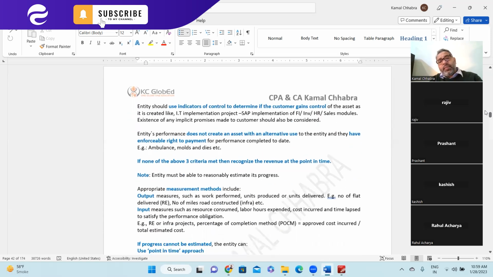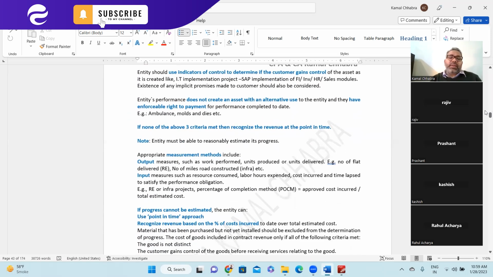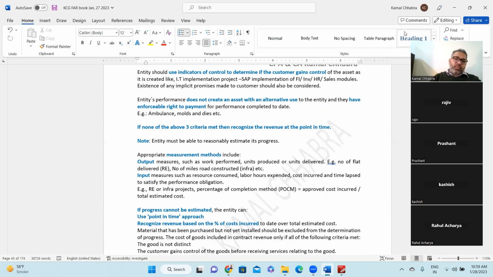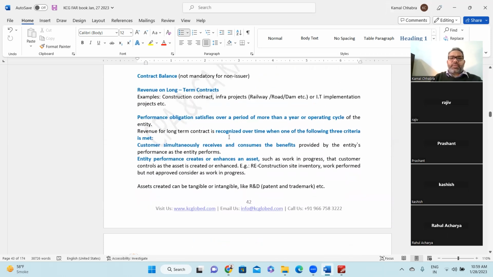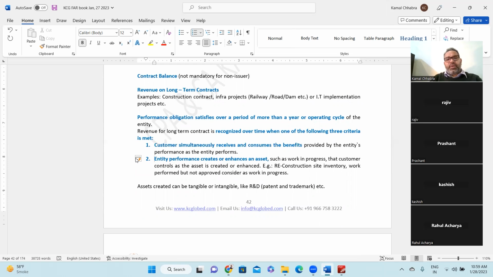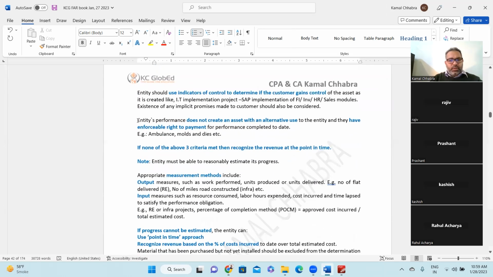When an entity's performance does not create an asset with an alternative use to the entity, and it has an enforceable right to payment. So if you remember, this is 100% the same as what we have studied in the revenue recognition criteria, step 5. This is the first one. This is the second point, and this one is the third.